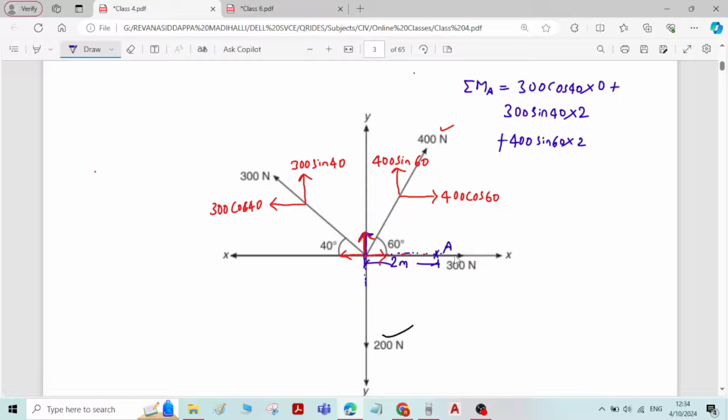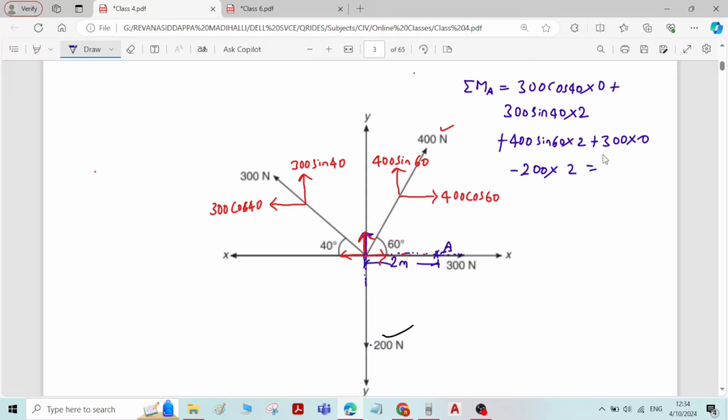Then the moment of the 300 Newton force about point A is also 0, 300 into 0, because point A lies on its line of action. Then the moment of the 200 Newton force: 200 into the perpendicular distance of 2 meter, and about point A the 200 Newton force causes an anti-clockwise moment, so the sign is minus.